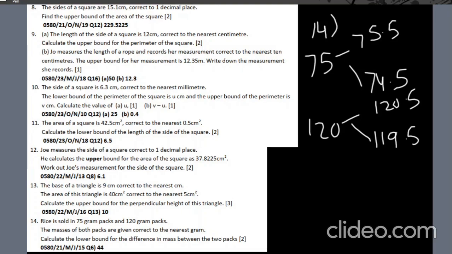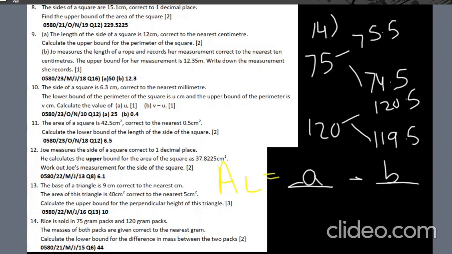So we need the lower bound for the difference, so we'll be finding the difference between these two, and we will be choosing one value from the 120 range minus one value from the 75 range. Okay, now we're finding difference between two numbers and we need the upper bound answer. No, calculate the lower bound for the difference. So we need the lower answer.